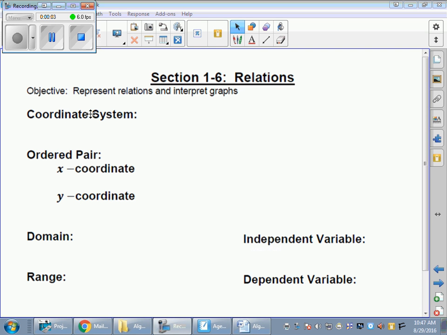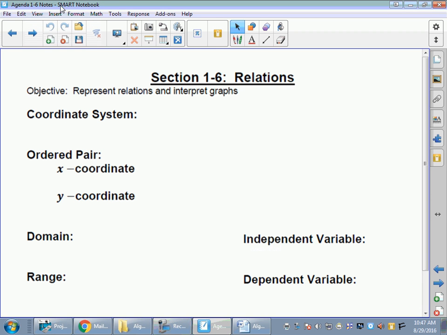Section 1-6, Relations, Algebra 1. So we're going to actually really talk about relations, talk about graphs, and kind of talk about some terminology.